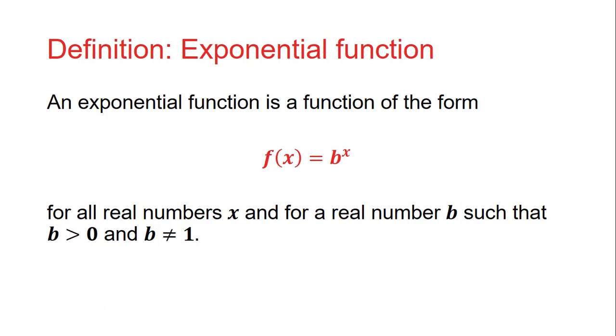The official definition is that an exponential function is a function of the form f of x equals b to the x for all real numbers x and for a real number b such that b is greater than 0 and b is not equal to 1. Right? If it was 1, 1 to the x is just 1, so that would actually be a constant function. If b is negative, then we might get into situations where our expression is undefined, like if b is -4 and our exponent is 1/2, that would be the square root of -4, which is an imaginary number. So we just want to safeguard against things like that.